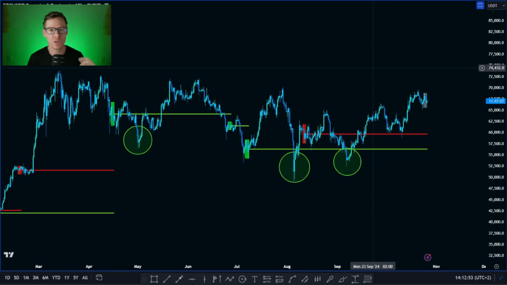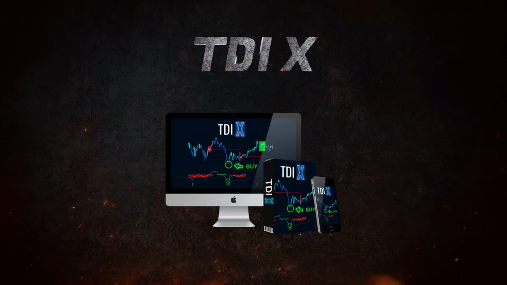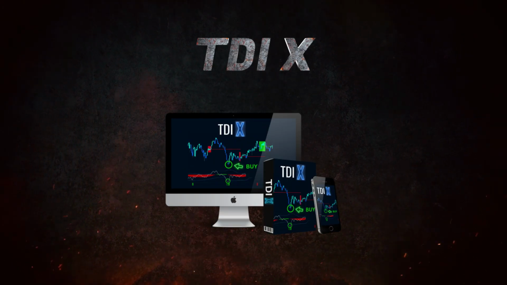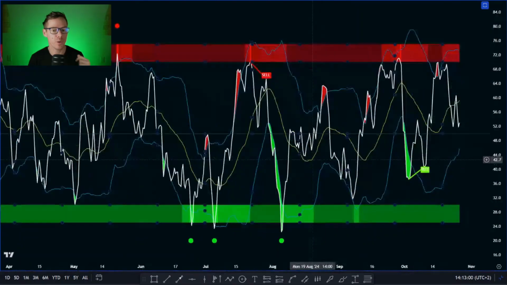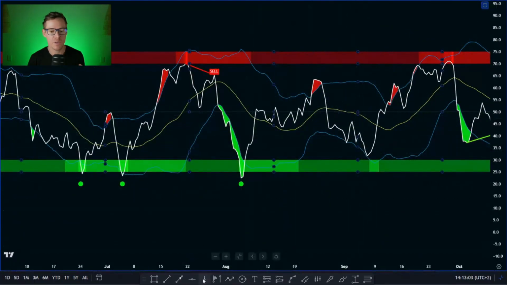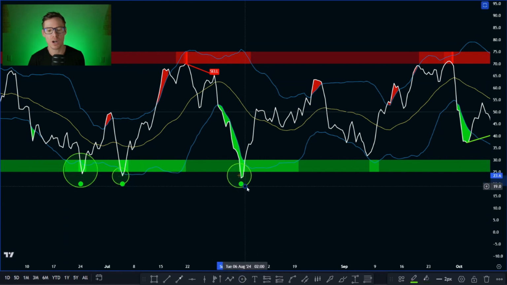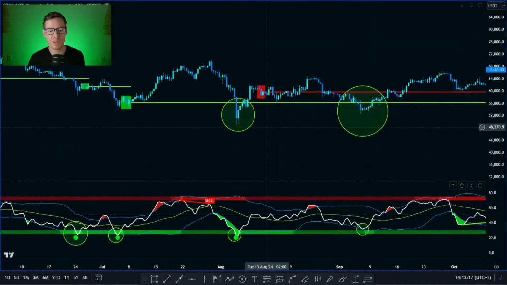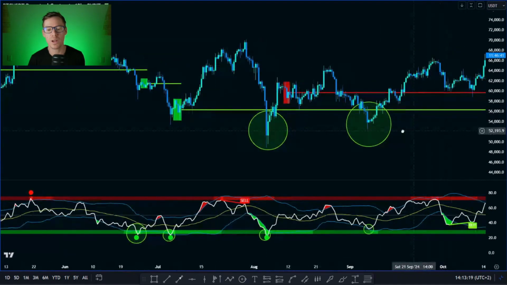Then we also use the TDIX. It's another indicator of ours. It is a volatility oscillator, and we use it with getting perfect entries. What we're looking for every time we see these green dots, you can see this white RSI breaks out the bottom of the Bollinger Band. This is what we call shark fins. These shark fins show us when price has a high possibility of reversing when we use it in combination with our value lines.